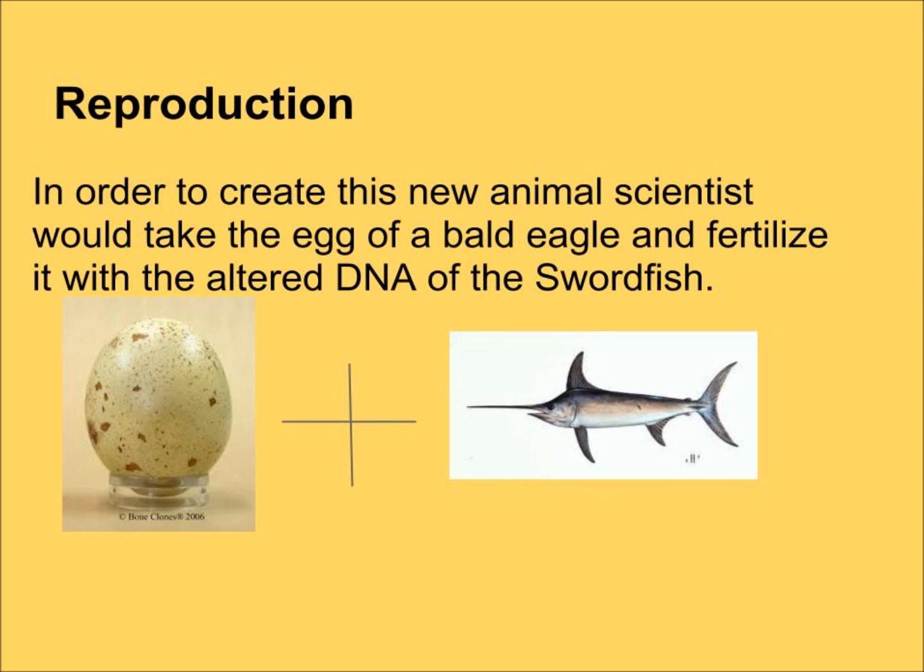Reproduction. In order to create this new animal, scientists would take the egg of a bald eagle and fertilize it with the altered DNA of the swordfish. However, just like mating a donkey and a horse will create a mule, just like this, it cannot reproduce due to it not having any sex organ.